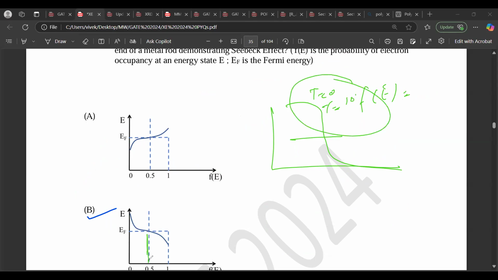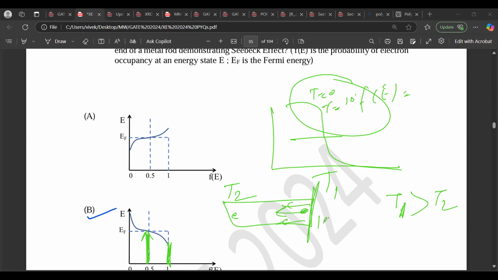What is the probability that you will find 100% electrons in your topmost energy level? You find out by heating your rod. If you heat the rod, your electrons will move from the higher temperature T1 to the lower temperature T2. Let's say this is 100 degrees Celsius, this is 5 degrees Celsius. Then all the electrons will start moving towards this side. So if this rod is hot, this rod will also become hot with time. Why is this happening? Because electrons start moving, and that means we get a current. We develop a voltage. That is what we call the Seebeck effect.